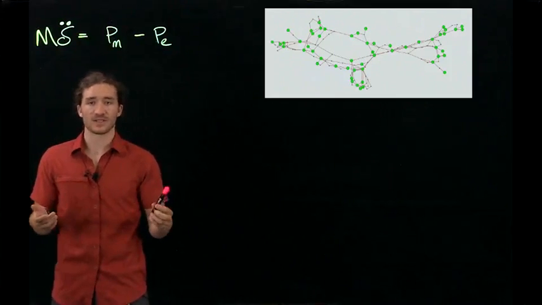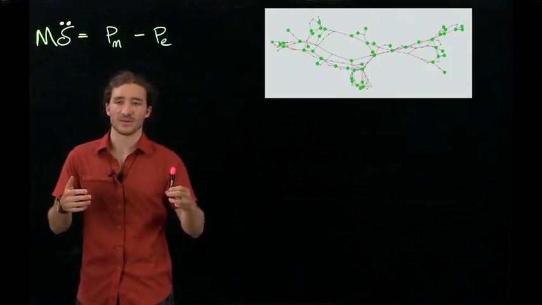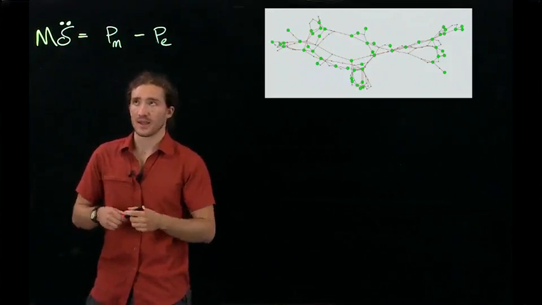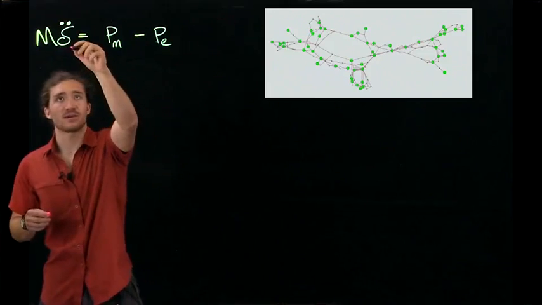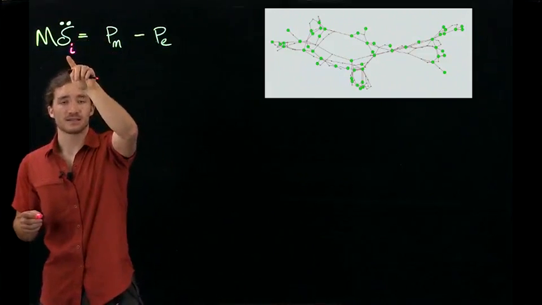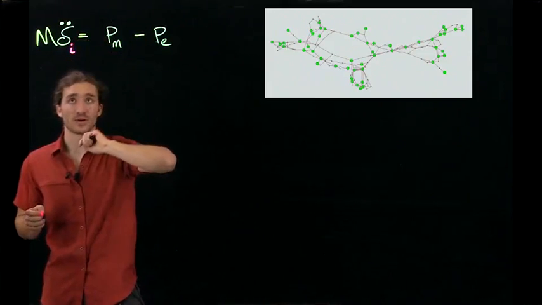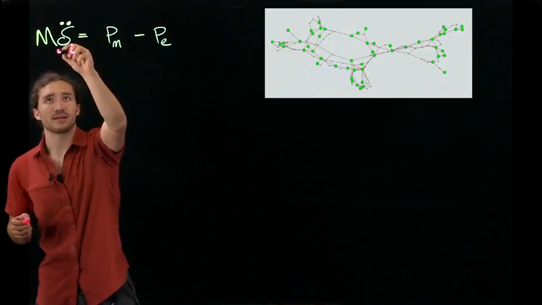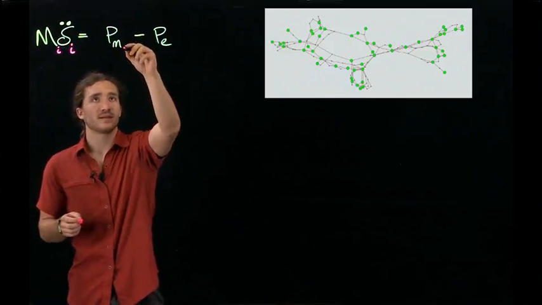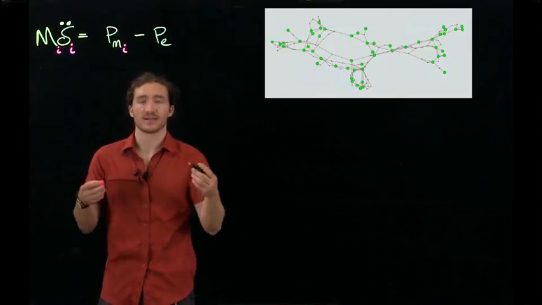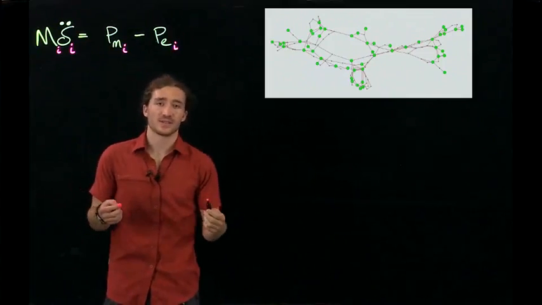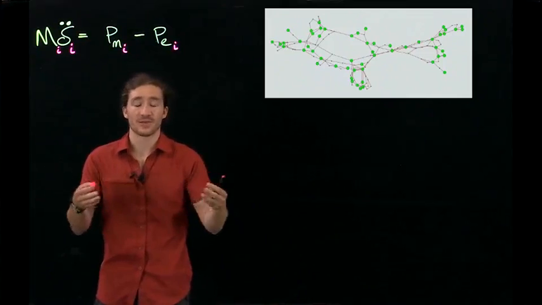So since we have 54 generators, with our notation, we need to be able to distinguish which generator we're talking about. And so we're going to use a subscript i. If we're talking about generator i, the acceleration of generator i's rotor depends on the inertia of generator i, and this equals the power from the prime mover that generator is inputting into the network minus the electrical power that is being consumed by the network from that generator.